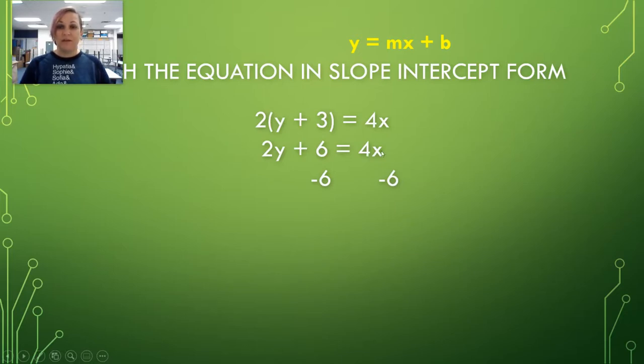Notice that I offset it a little bit over here. This 4 has an x next to it, and this 6 does not have an x next to it, so I cannot actually subtract those. So I'm just going to tack it on to the end of the problem.